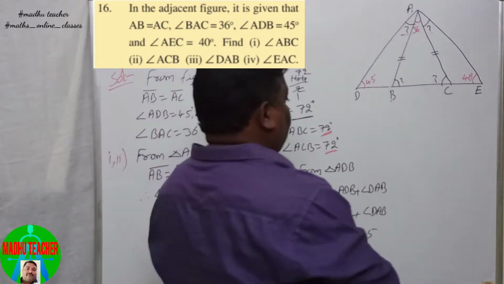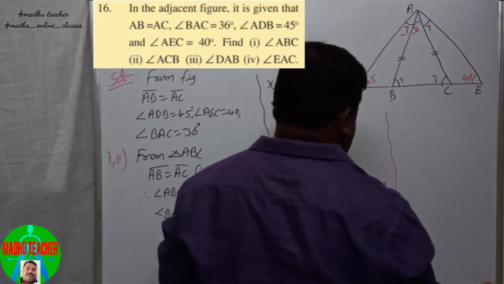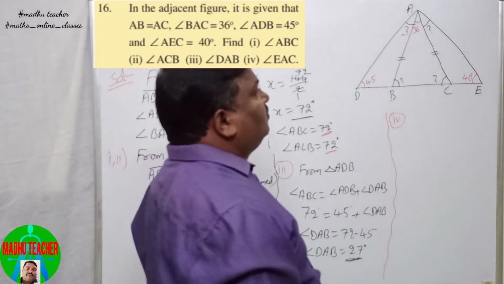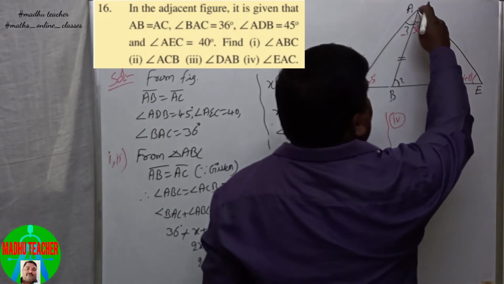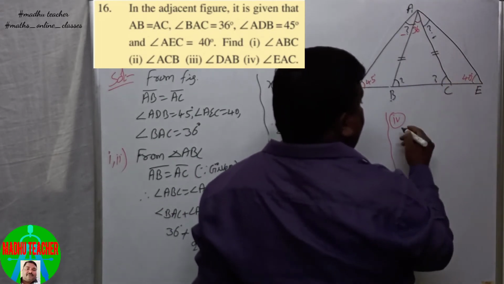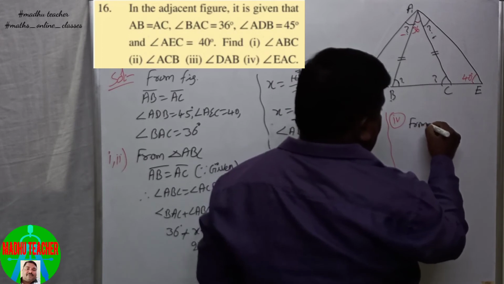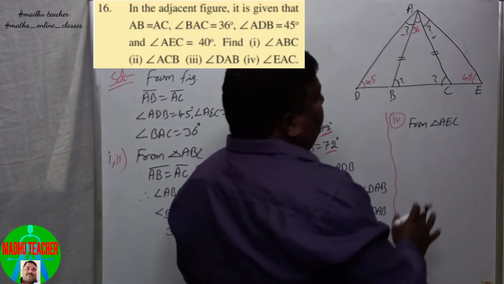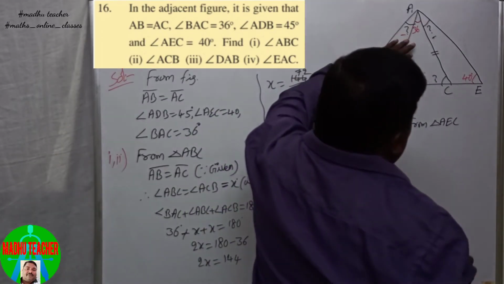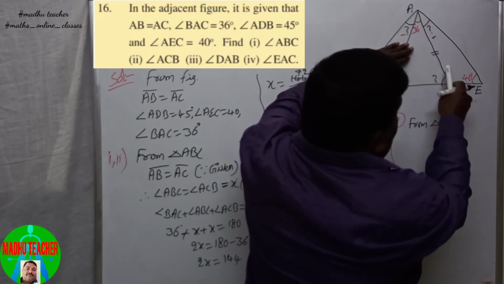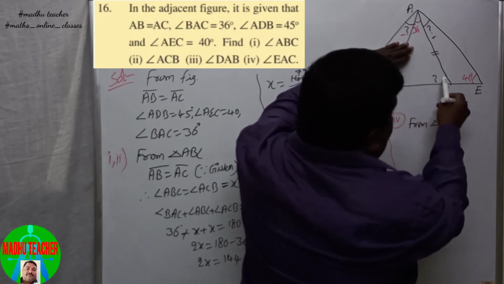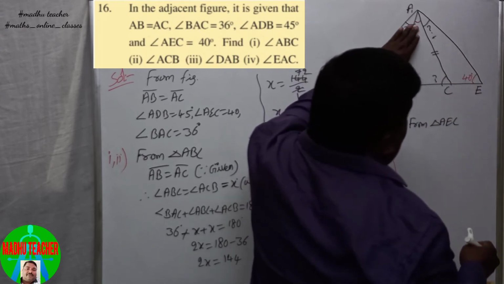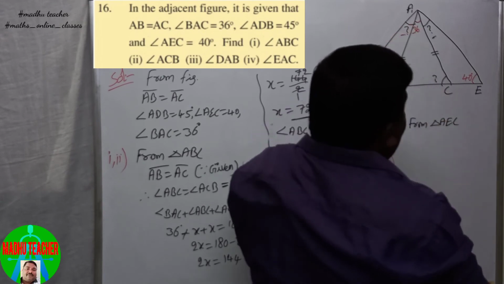Next for the fourth one. To find this fourth one, I am taking triangle AEC. AEC is a triangle, in that EC is extended. So this is the exterior angle. Exterior angle equal to sum of opposite interior angles. Okay, so like this, this is the exterior.